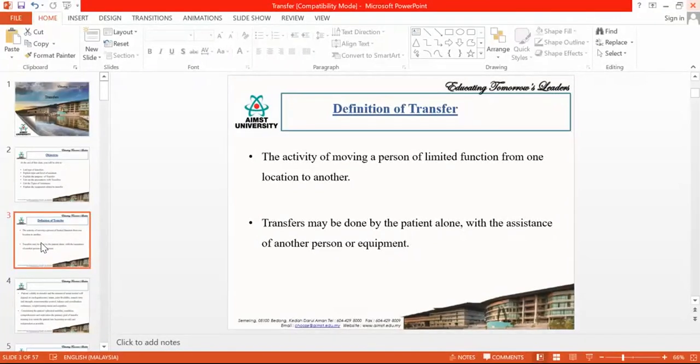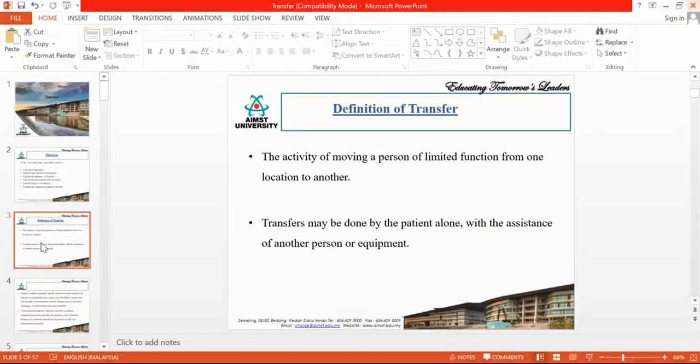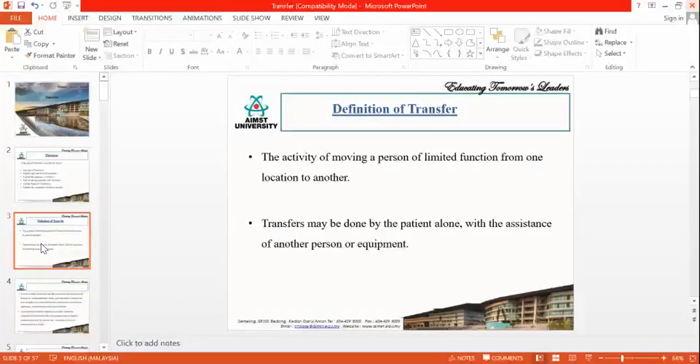It is not just lifting an object from one place and keeping it in another place. When you keep it in the other place, suddenly because of the table or because of the chair, the object may fall down. This kind of thing we will not be able to accept when transferring a patient. So as a PT, transferring means moving a person from one place to another and making sure that he is safe in the second position. So the safety of a person is very, very important.